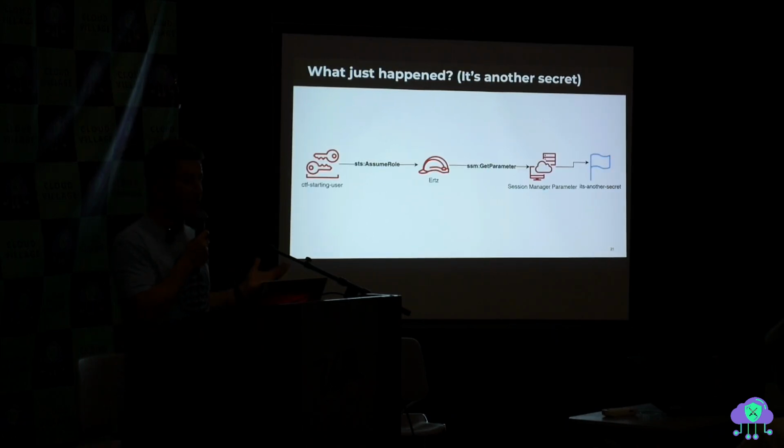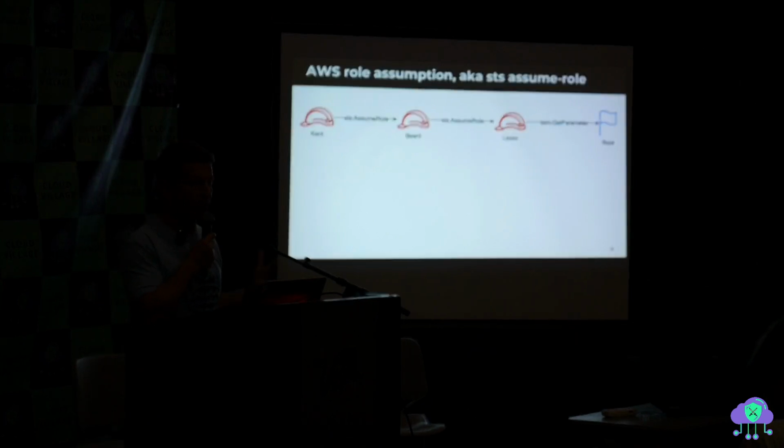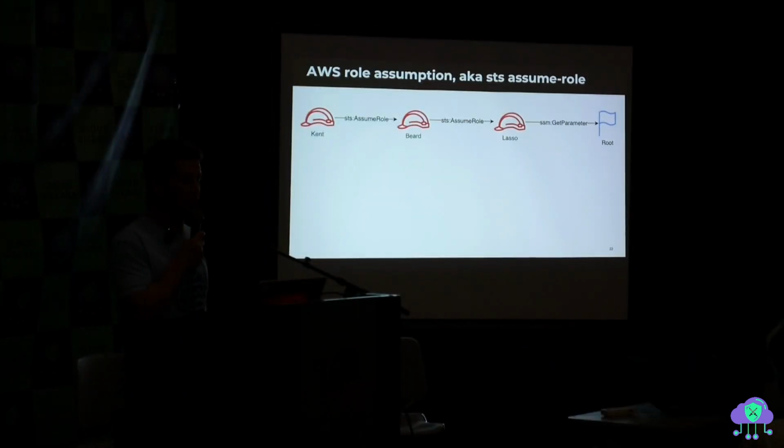And so here's a fun thing to think about, right? When you say who has the ability to access it's a secret, if you're not thinking about transitive trust, if you're not thinking about privilege escalation, you might say, oh, ERTS has the ability to get this secret, right? But if you're thinking like an attacker, your threat model has to include CTF starting user has the ability to get to ERTS who can get to the secret, so both of them have access to the secret. And this is a real fun one. This is a role assumption chain.